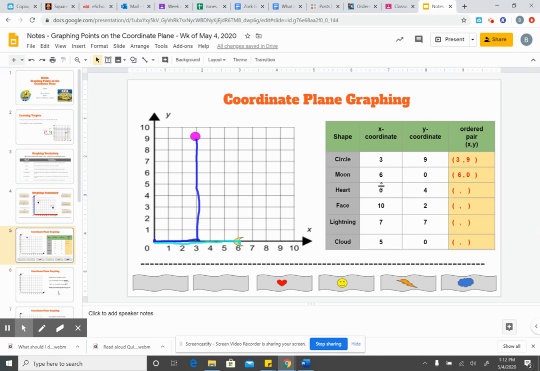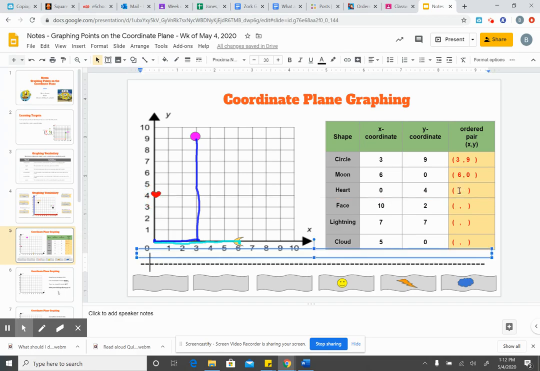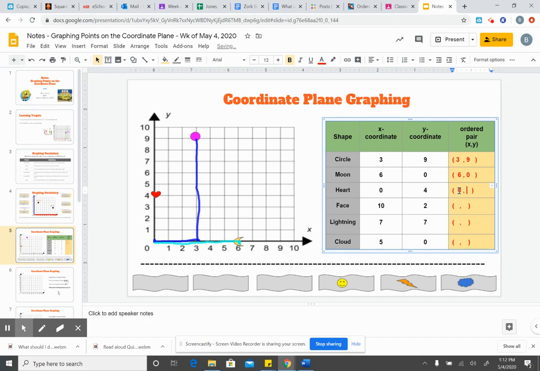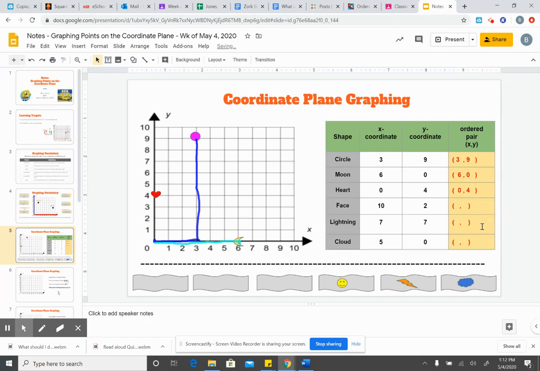Let's do the heart. 0 for the x-coordinate. Okay, so instead of drawing now, I'm just going to take my heart and show you. Starting at the 0, you would move over nowhere because your x-coordinate is 0, so you stay right where you are. You're only moving up. You're going to move up 4. There you go. 0, 4, and you type that in your last column, your ordered pair column.